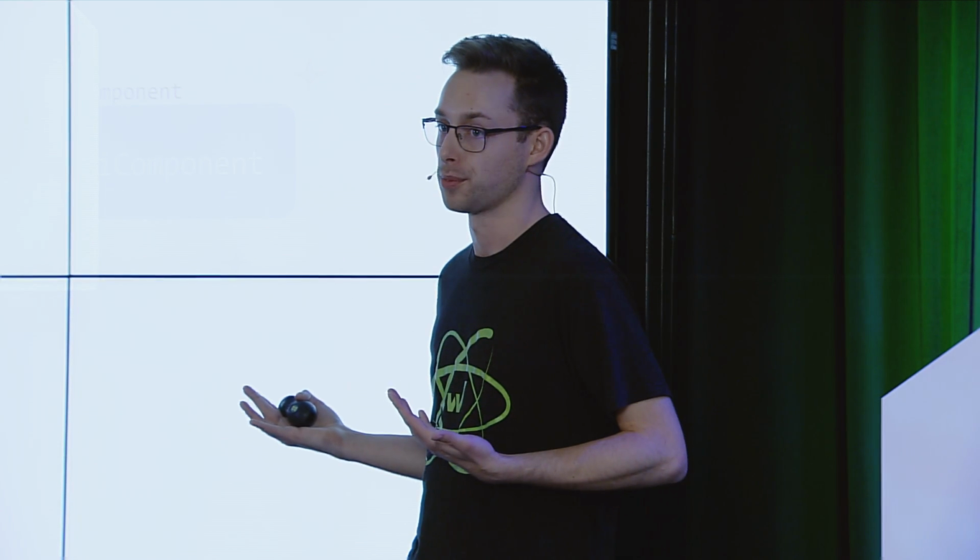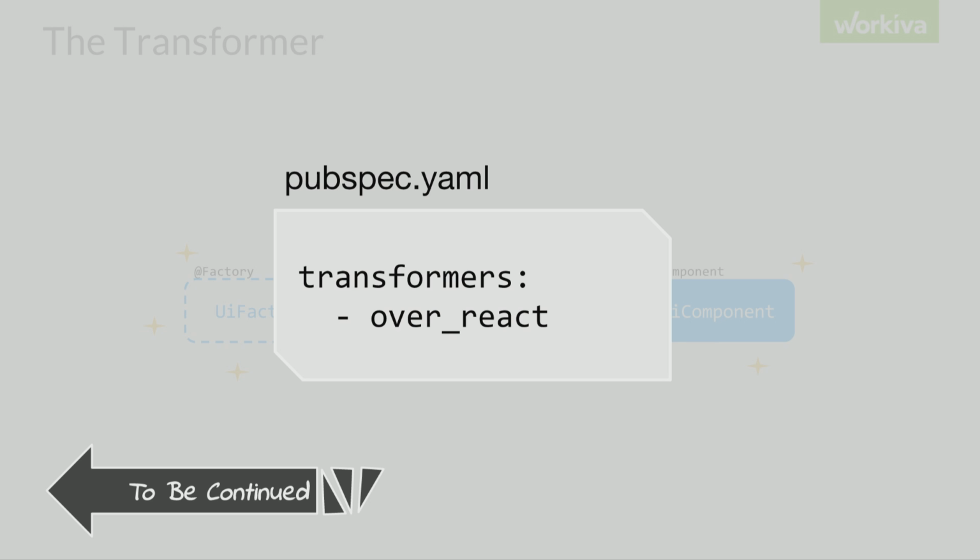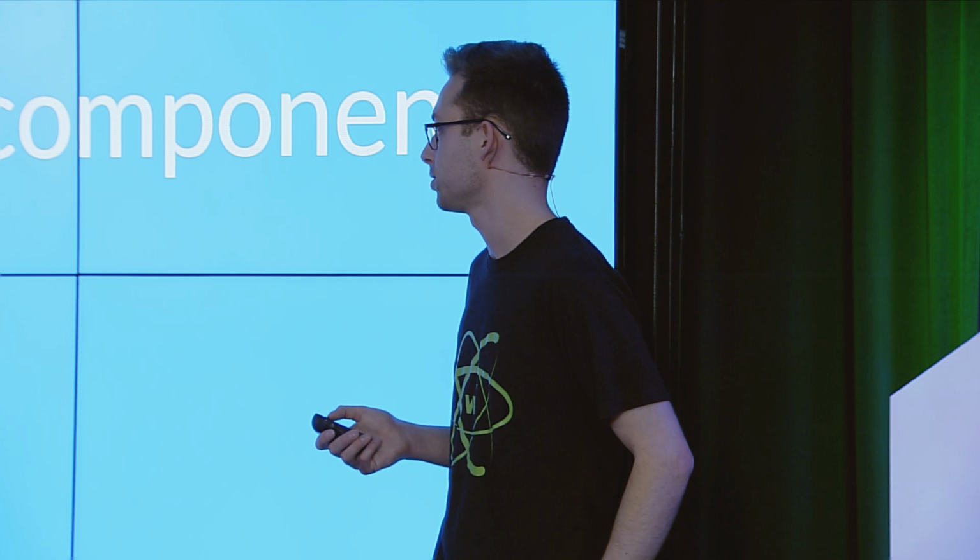But anyway, for now, just know that you add the overreact transformer to your pubspec, and then all of the components that you declare will get transformed under the hood and on the fly too. The great thing about pub transformers.